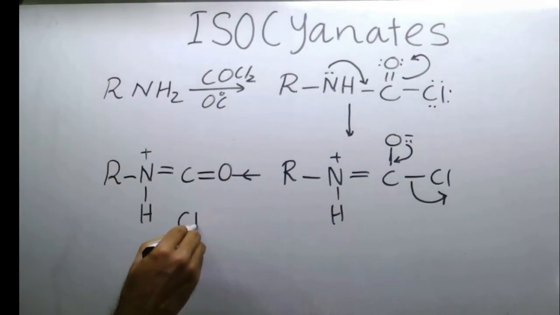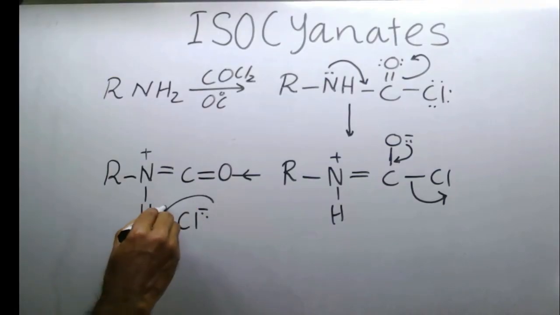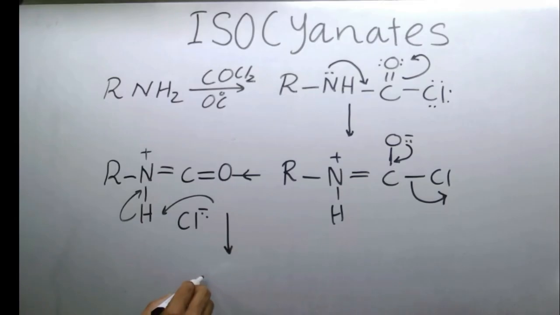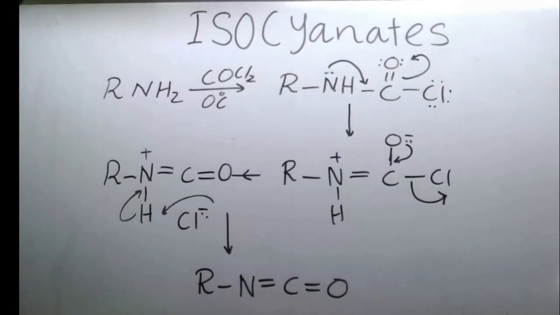Again, that chloride ion can take the proton from here. It finally results in isocyanate. So this mechanism is very important. There are several steps you have to go through and understand. But this will happen very quickly. So we have to maintain 0 degrees Celsius. Otherwise, unwanted byproducts can form.